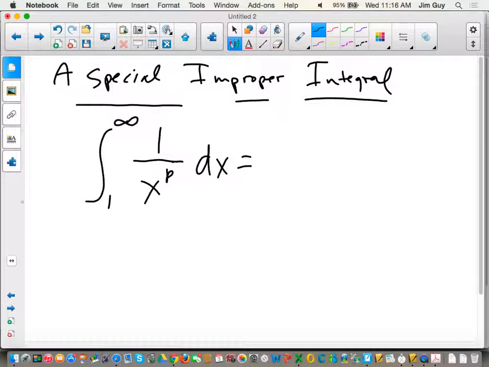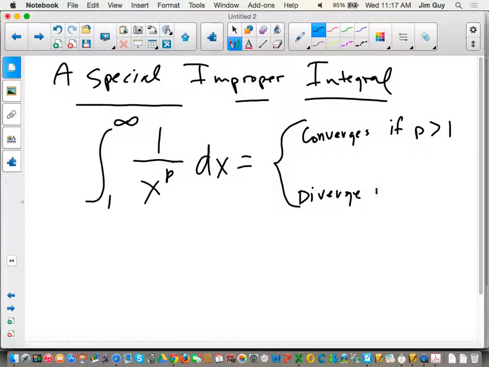And you can probably start guessing by the examples I gave you already. It's going to converge if p is greater than 1. So like we did x squared and it converged. And it's going to diverge if p is less than or equal to 1. And now you're going to see problems that have the integral of 1 over x to the 1.5, or 1 over x to the 5/3 or something like that. So that value will determine.